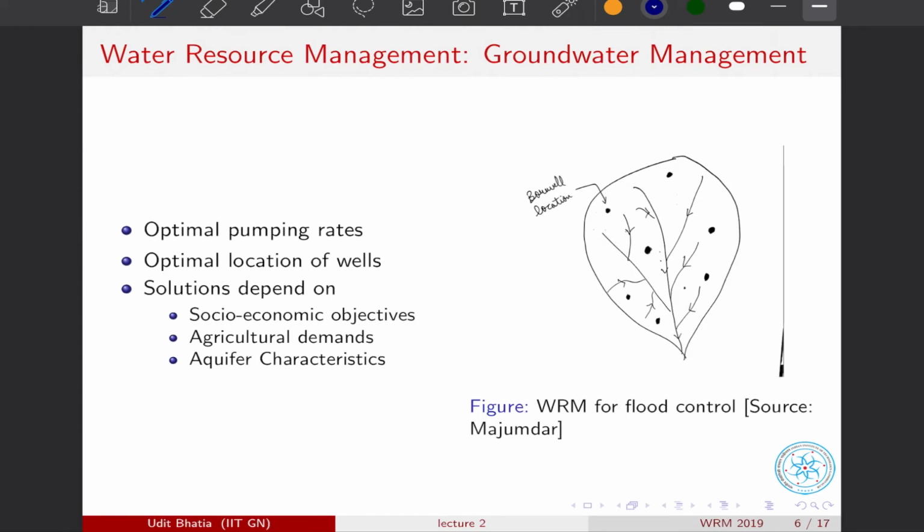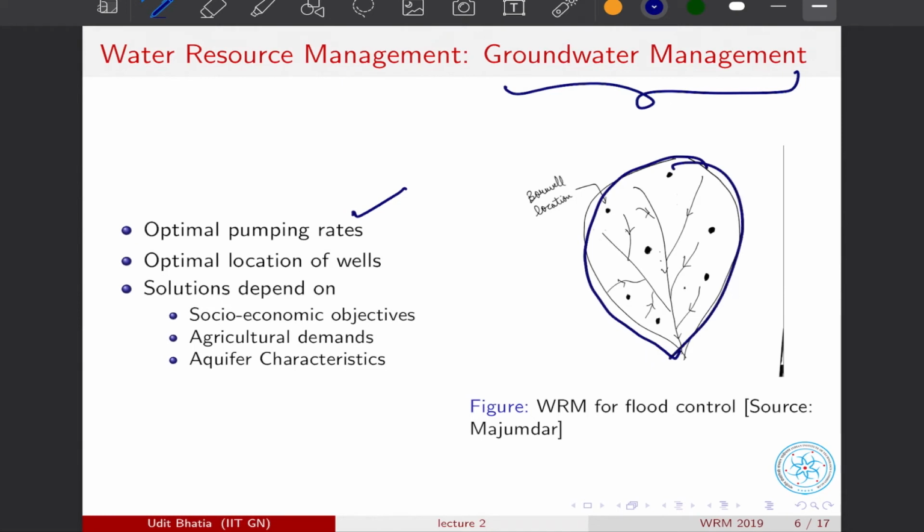So we need better modeling techniques to understand how we can model this groundwater, what should be the optimal pumping rates, within the watershed where we should have these wells located, and the solutions that we are looking for would depend upon what our objectives are. We want to benefit farmers, we want to benefit industries, and we also want to make sure that although we are consuming a groundwater resource, ultimately it should translate into prosperity for greater good.